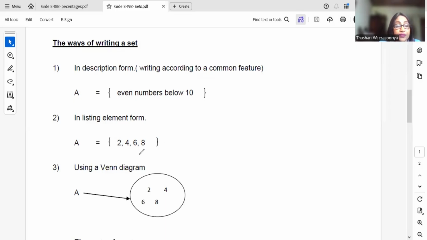the same set, I'm writing with the elements listed: 2, 4, 6, 8. Third one, using a Venn diagram. Who is Venn? Venn was a mathematician, John Venn. To respect him, we call these diagrams Venn diagrams. He found this. We don't put the commas inside a circular shape, a closed figure, circular or oval shape. You can take any shape but it should be a closed figure. 2, 4, 6, 8. That is the third way of representing the set.